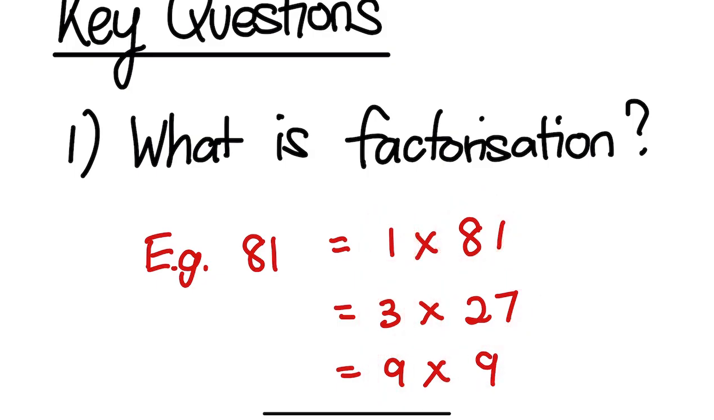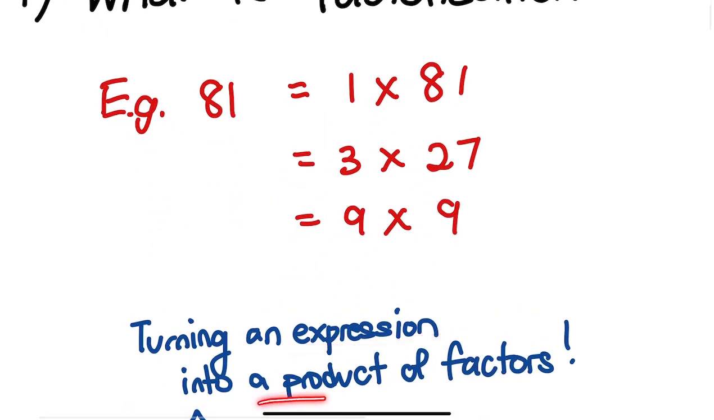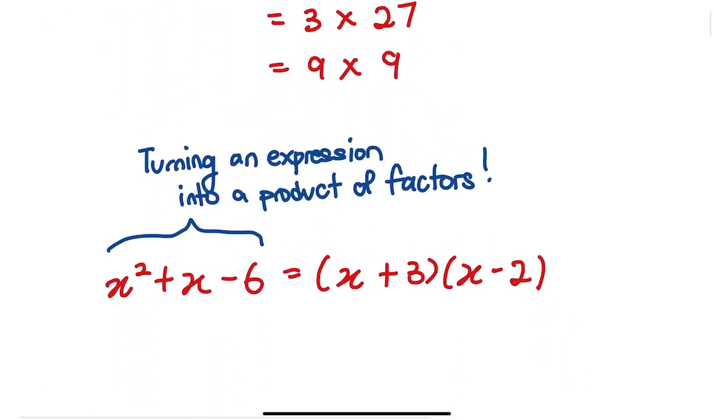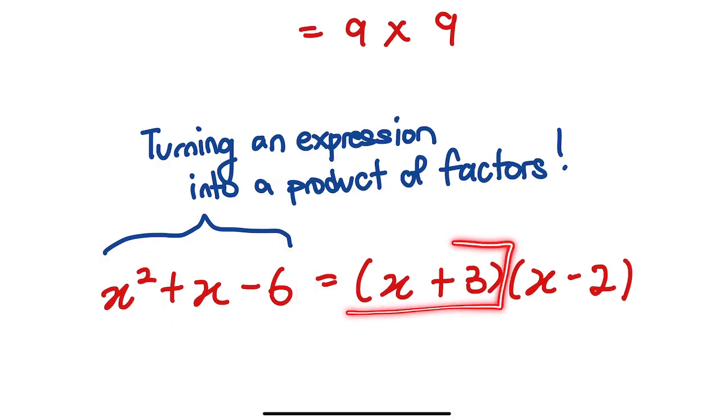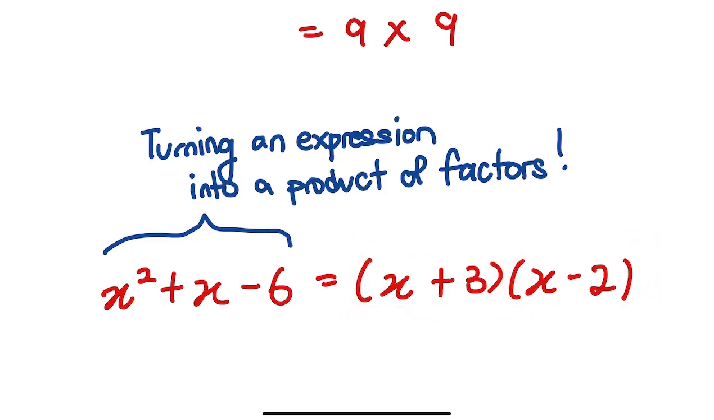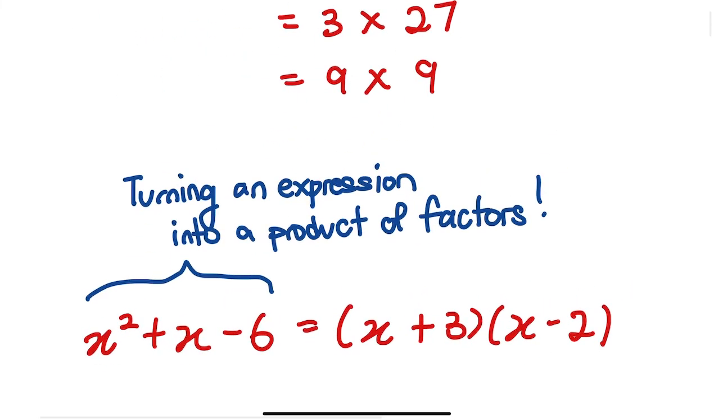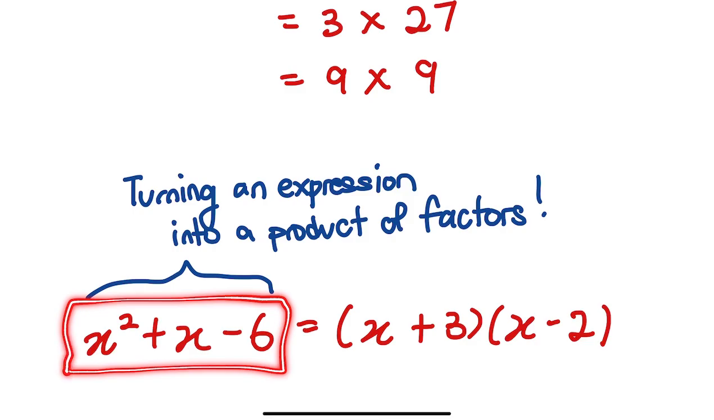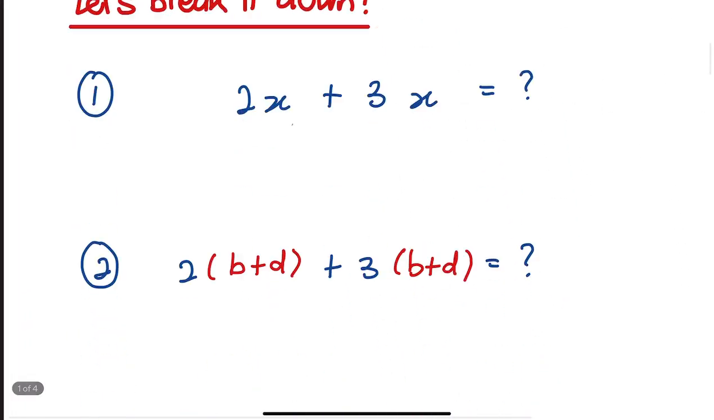So what exactly is factorization? What we learned more specifically for algebra in Sec 2 is that I'm turning an expression into a product of factors. For example, we learned this in the previous worksheet. Let's say I have a quadratic expression, x squared plus x minus 6. I can turn it into x plus 3 times x minus 2 using either the cross method or the multiplication frame or the tic-tac-toe. This is what it means by factorization. I turn a quadratic expression into something times something. This is a very important thing we must remember for now.